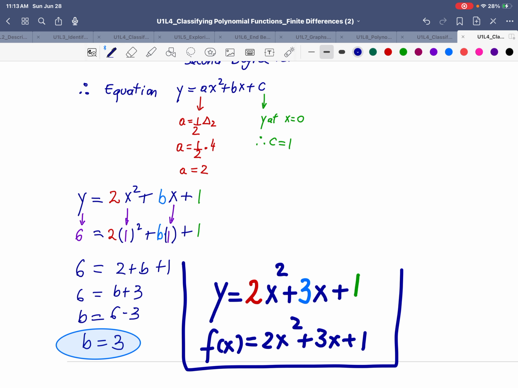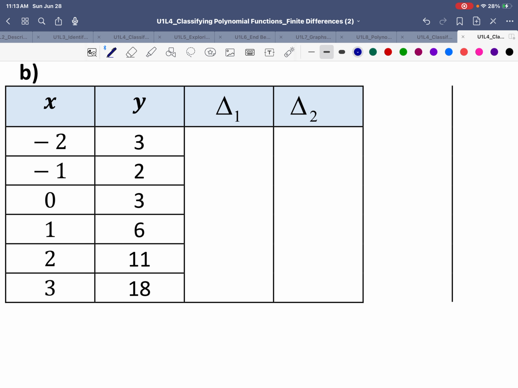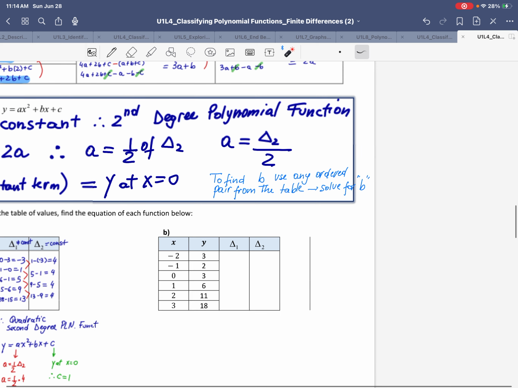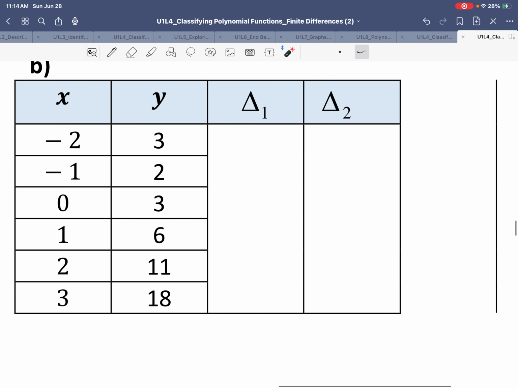Now there is a second example for you to try on your own, and I will continue completing this as well. This table of values represents what seems to be a quadratic relation, because we are talking about them. So let's find the first differences.